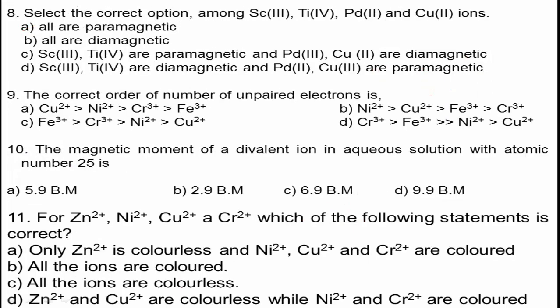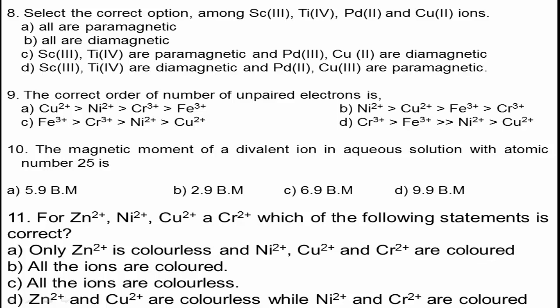Next, question number 8. Select the correct option among scandium, titanium, palladium and copper ions. A, all are paramagnetic. B, all are diamagnetic. C, scandium, titanium are paramagnetic and palladium, copper are diamagnetic. Option D, Sc3+, Ti4+ are diamagnetic and Pd2+, Cu3+ are paramagnetic.